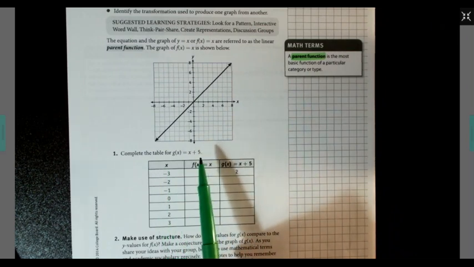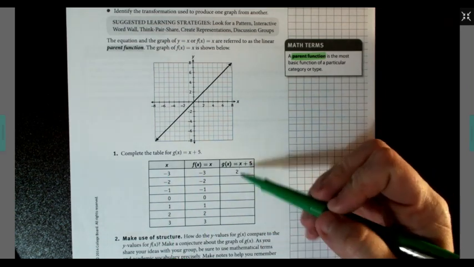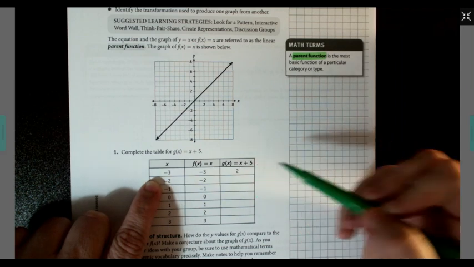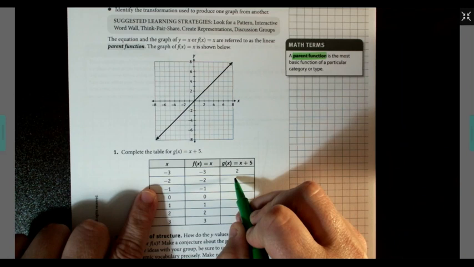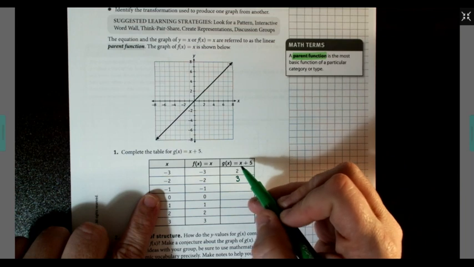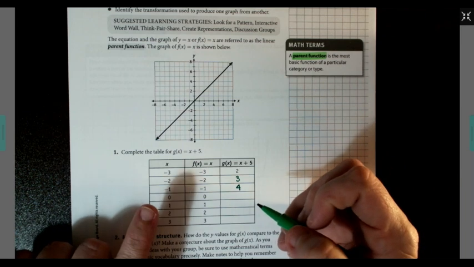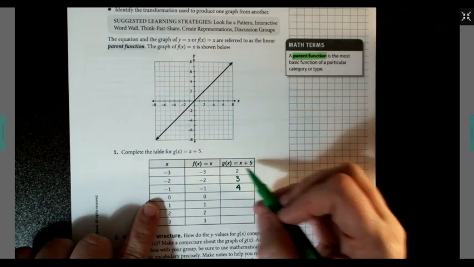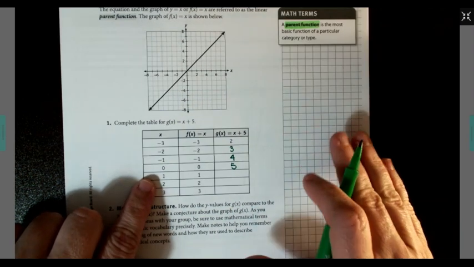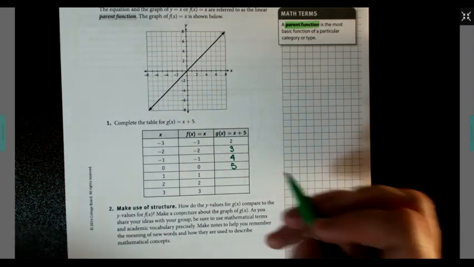Complete the table for g of x equals x plus 5. We want to complete this column right here. If x is negative 2, I want to know what negative 2 plus 5 is. That would be 3. If x is negative 1, negative 1 plus 5 is 4. If x is 0, 0 plus 5 is 5. If x is 1, 1 plus 5 would make that 6.